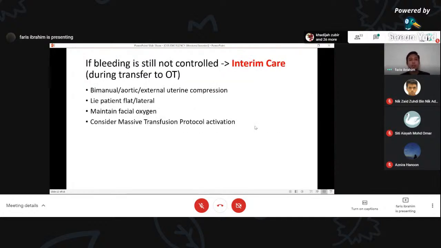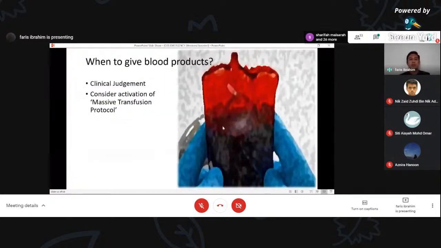Okay, so kalau interim care ni maksudnya apa yang you kena buat waktu sementara nak patient is still not stable. So you do aortic compression, you put the patient lie flat, lateral, maintain facial oxygen, and consider MTP activation. MTP ni pun saya tak touch lah. MTP is a very different topic. Kalau nak buat memang sejam lagi lah topiknya.